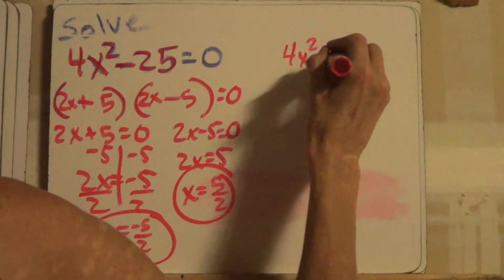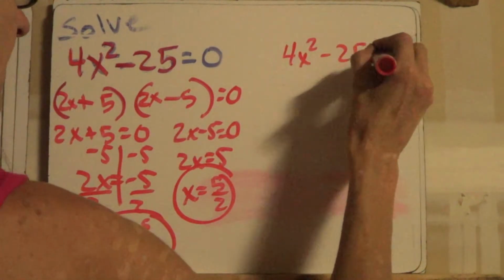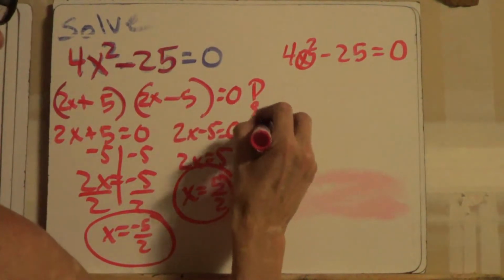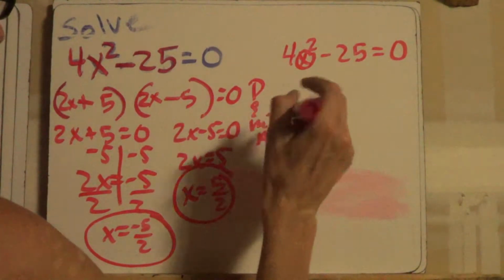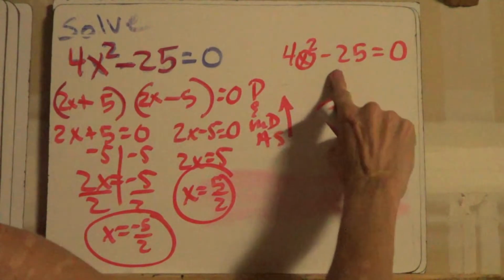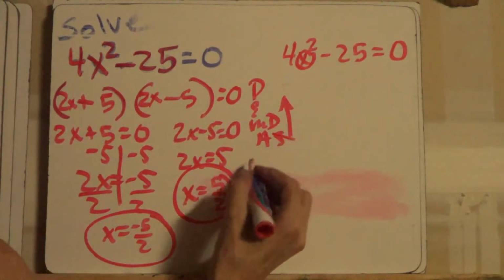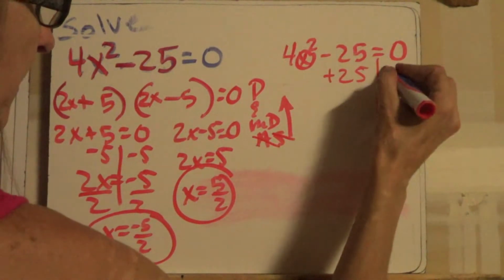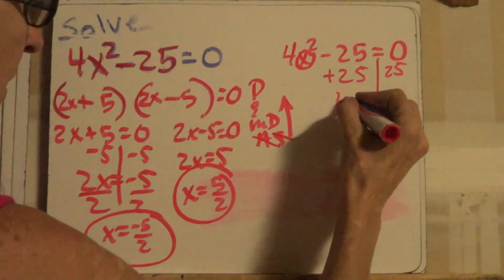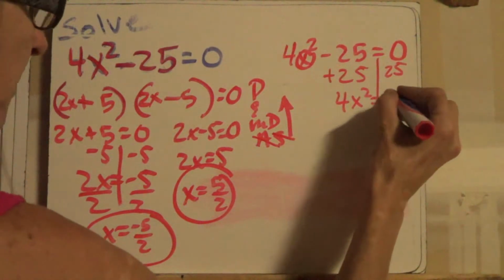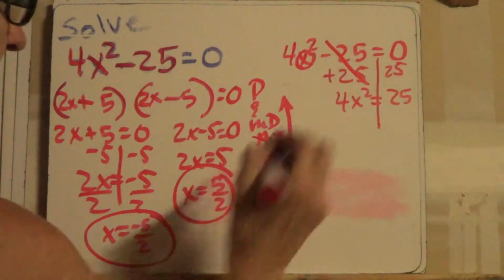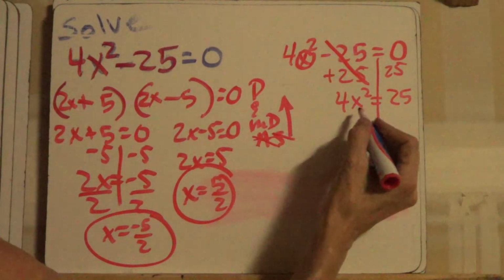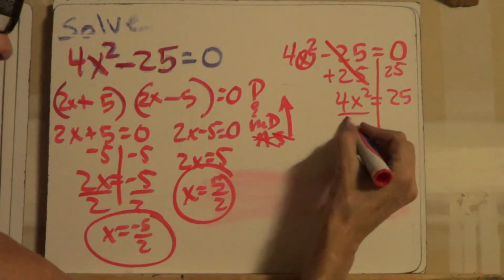4x squared minus 25 equals 0. Circle your creepy dude. Go up your PEMDAS, like you were taught in Algebra 1. What's being added or subtracted to the creepy dude? 25. It's being subtracted, that tells you to add. So you add 25 to each side of this equals. That will be 4x squared equals 25, because that cancels. Now, we're done with add, subtract. We're up at multiply, divide. What's being multiplied? The 4. So we divide by 4.